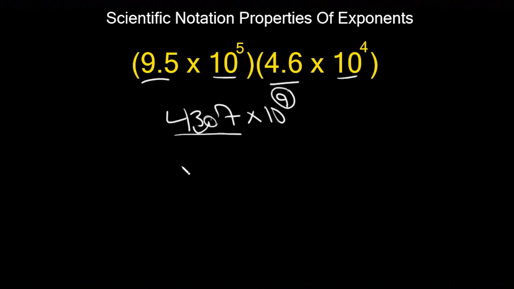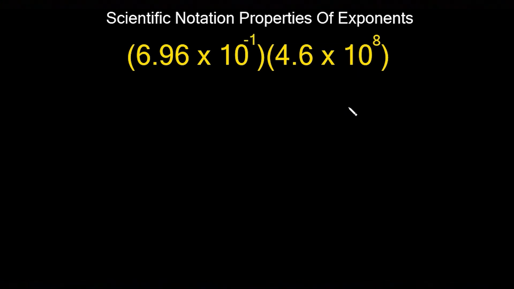So for example, you're going to put 4.37 times 10 to the 10th power. And this is now done. Okay, so there it is. All right, let's try another example. So here's our next example. Same thing, we're dealing with multiplication.